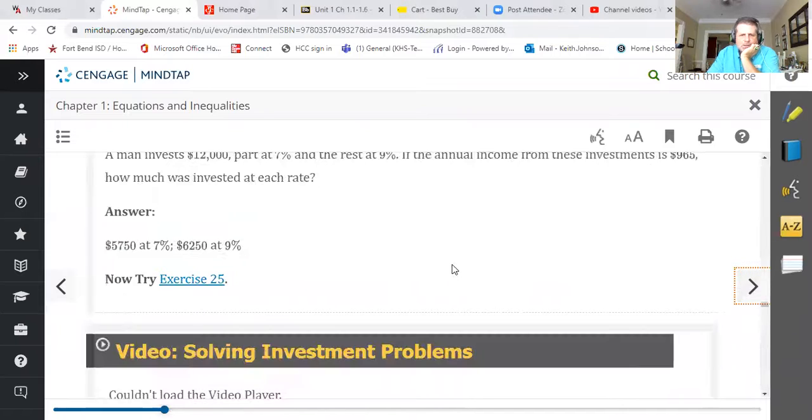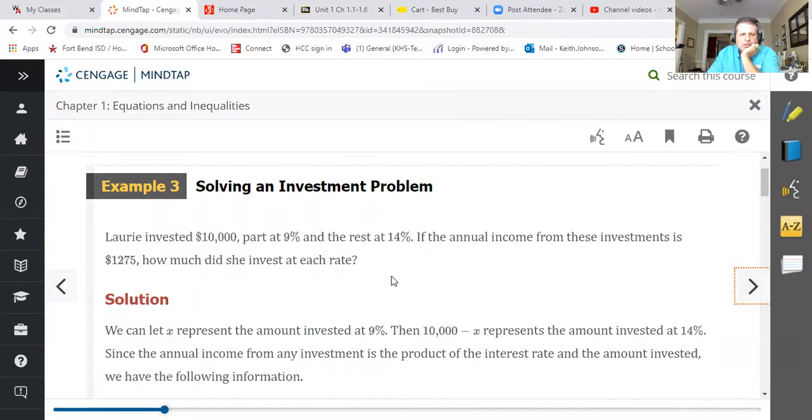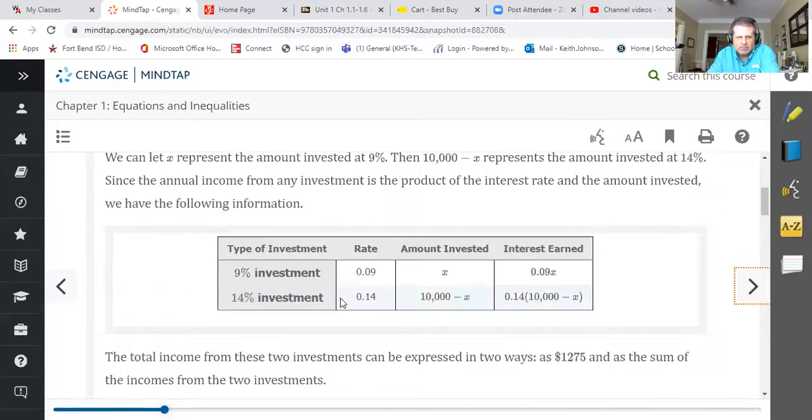All right, so investments. The other one is going to be your investment. It says Lori invested $10,000, part in the 9% and the rest in a 14%. He explains this in his video really well. If the amount income of these investments is $1,275, how much did she invest in each?